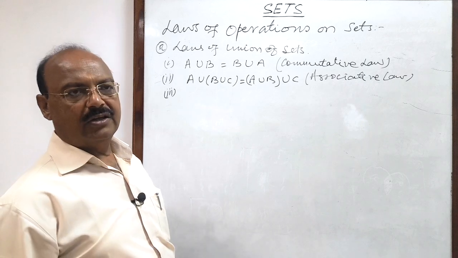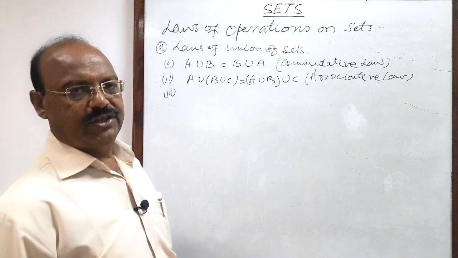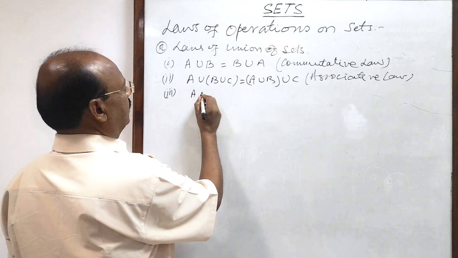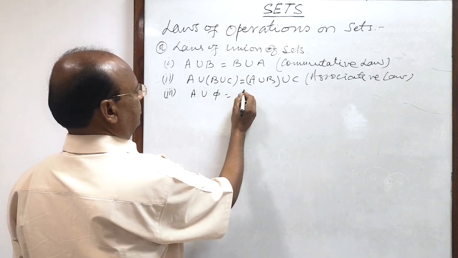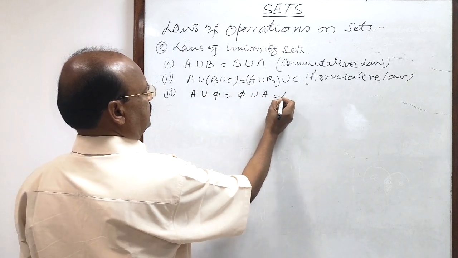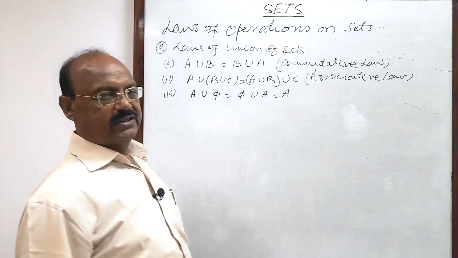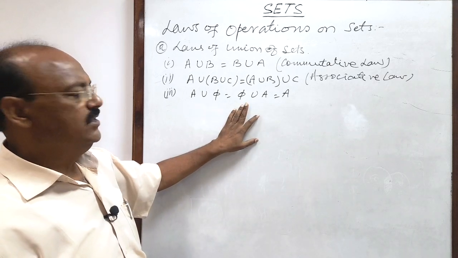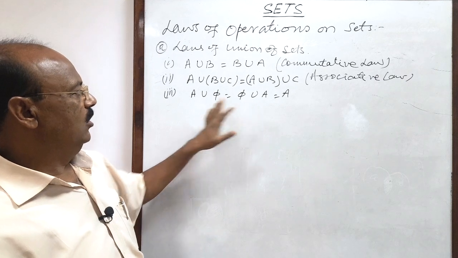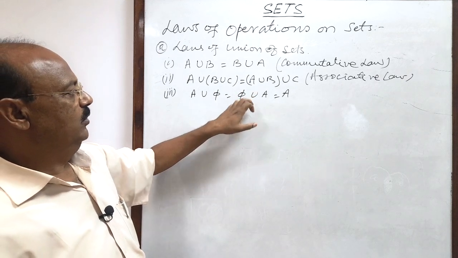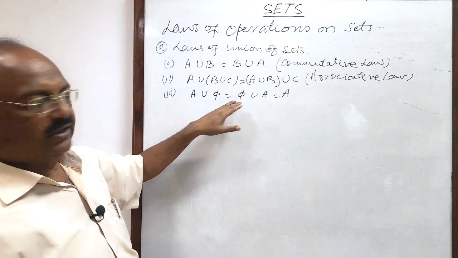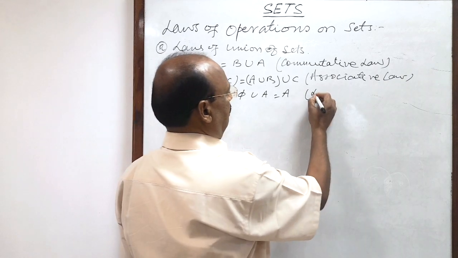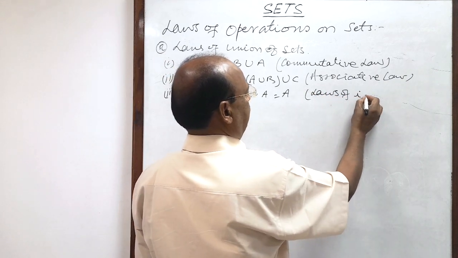Third is laws of identity. Laws of identity means A union phi is equal to phi union A, and this is equal to A. This is known as laws of identity. Here phi is the identity set with respect to the operation of union.